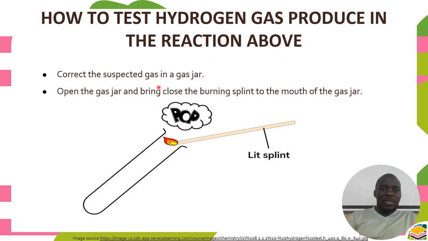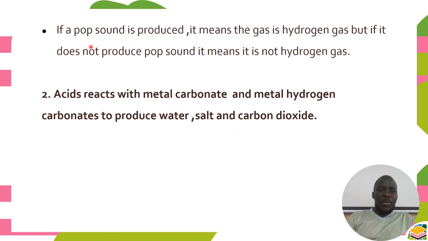So collect the suspected gas in a gas jar, open the gas jar and bring close the burning splint or light splint. This one we are bringing close after you have opened the test tube on the mouth. So if a pop sound is produced, it means the gas is hydrogen gas. But if a pop sound does not produce, it means the gas is not hydrogen.